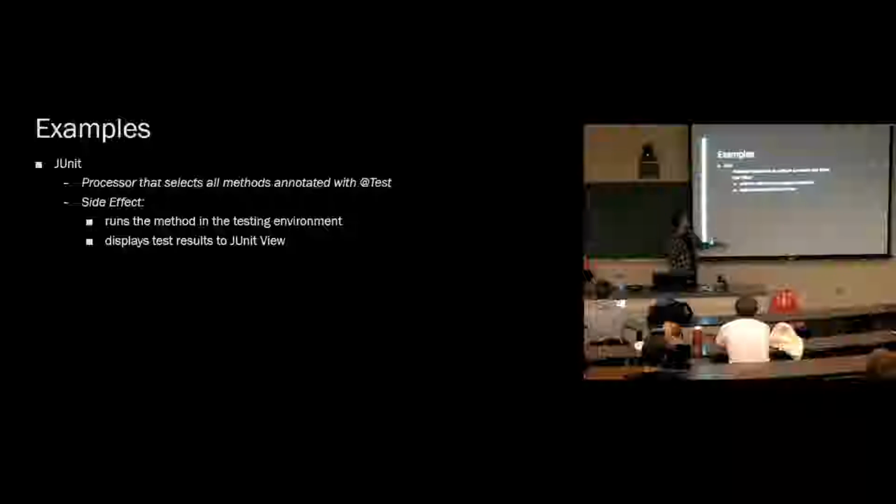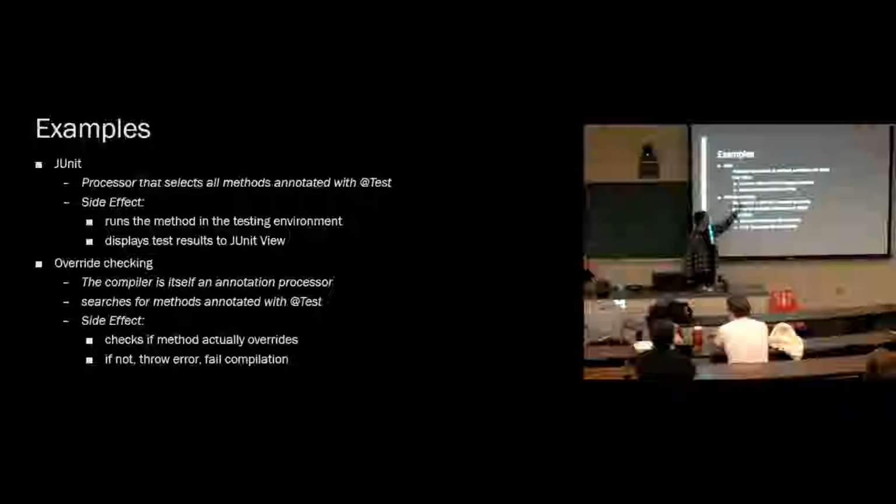So I'm going to talk about it briefly, but yeah, JUnit is basically just an annotation processor that's associated with the compiler. And what it does is it looks for methods annotated with @Test, and then it causes some side effects. Those side effects are it runs the method in the testing environment, and then it displays the result.